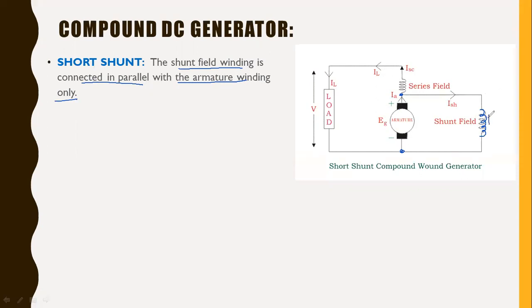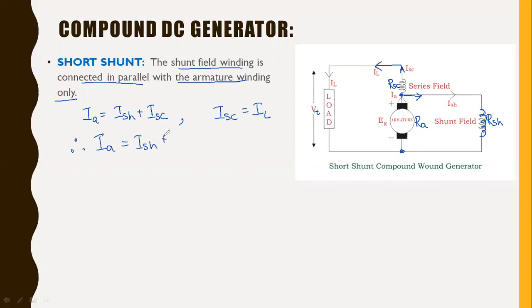So here again we will mark the RSH, that is the shunt field resistance, RSE, that is the series field resistance, and RA, which is the armature resistance. And here this is terminal voltage. So let's find out the equation for first current, that is IA current. So IA is equals to, if you see here, IA at this node, the current is dividing into two parts, that is ISH and ISC. So ISH plus ISC. And we can see here now this ISC is the same current which flows towards the load. So we can write it as ISC is equals to IL. Hence, IA will be equals to ISH plus IL. So this is the expression for the armature current.